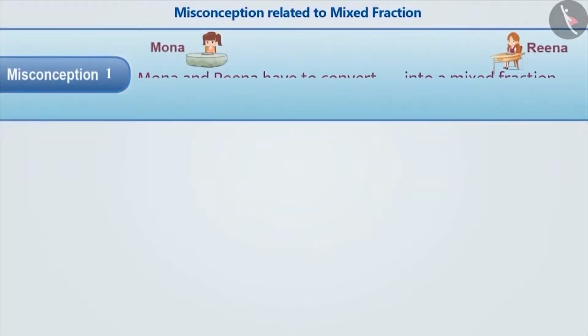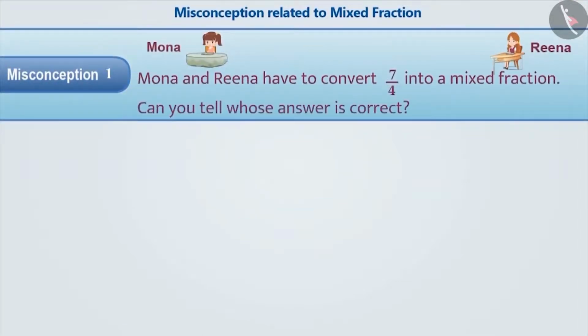Misconception 1. Mona and Reena are doing their homework on fractions. They have to convert 7 by 4 into a mixed fraction. Mona wrote 3 1 by 4 as its mixed fraction and Reena wrote 1 3 by 4. Can you tell whose answer is correct?